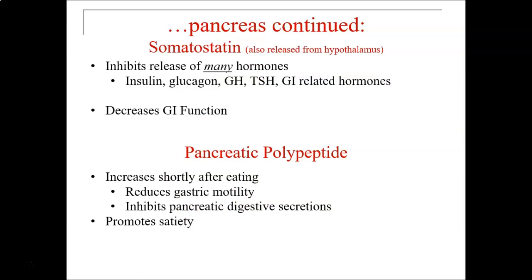Other hormones, right? They're definitely a little less understood. They're understood, but nowhere near the extent of insulin and glucagon. Something called somatostatin and something called pancreatic polypeptide. Right, somatostatin, you can see that's released from the pancreas. It's also released from the hypothalamus. Somatostatin is also called growth hormone inhibiting hormone.